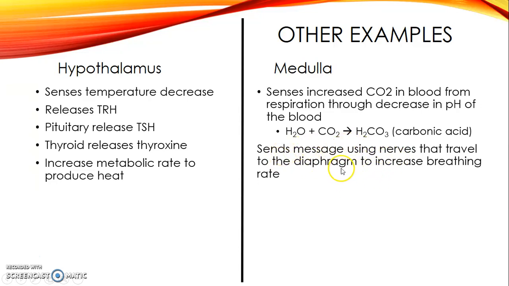When you increase your breathing rate, that sends CO2 out into the air through your lungs and brings oxygen into your body. So through sensing a change in pH, specifically a decrease in pH, the medulla can send a message to the diaphragm to increase your breathing rate.